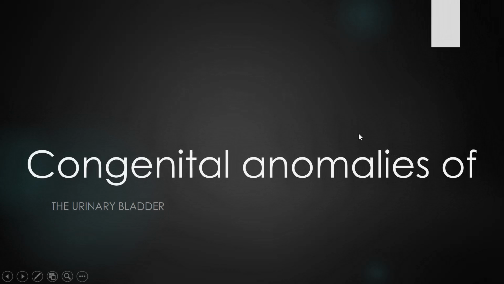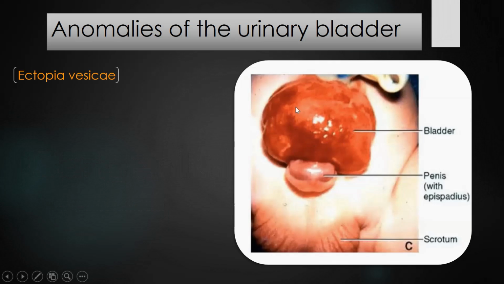What are the anomalies of the urinary bladder? As we can see in this picture, this is the umbilicus of the baby with the clamp of the umbilical cord attached to it. And this is the penis of the baby, and this is the scrotum. This part is the inside of the urinary bladder. How could this anomaly happen? Simply, there is no anterior abdominal wall in the pubic area and no anterior urinary bladder wall.